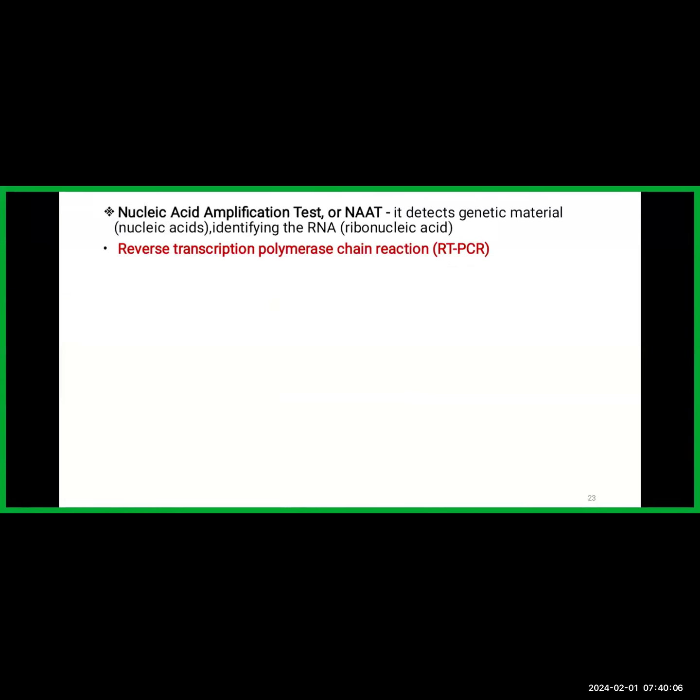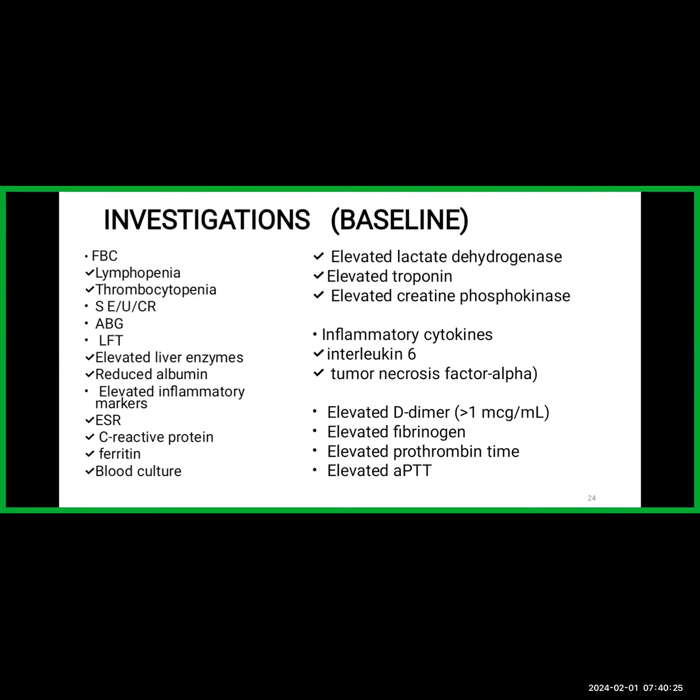Another investigation that will help confirm the diagnosis of COVID is the nucleic acid amplification test, and reverse transcriptase PCR, which is a form of NAAT, can be done for the diagnosis of COVID. Other investigations: I'd like to do a full blood count, where you may find lymphopenia, thrombocytopenia, even anemia, like in this setting where the patient had a hemoglobin of 7.8 grams per deciliter. The patient already had a result of EUC, so I may want to repeat it to monitor progress or if the patient's condition is getting worse.